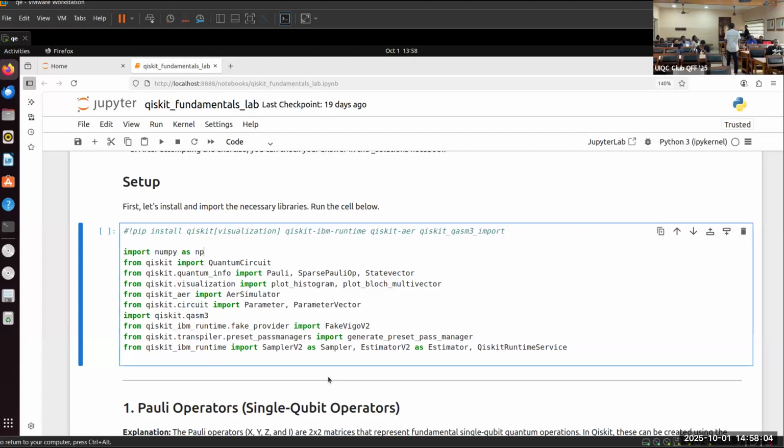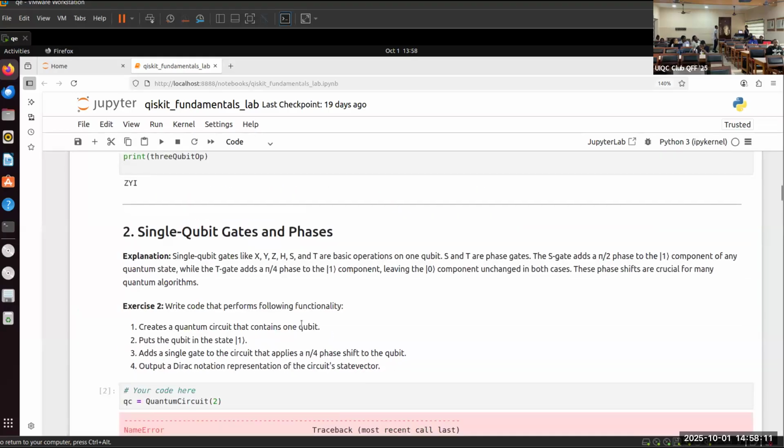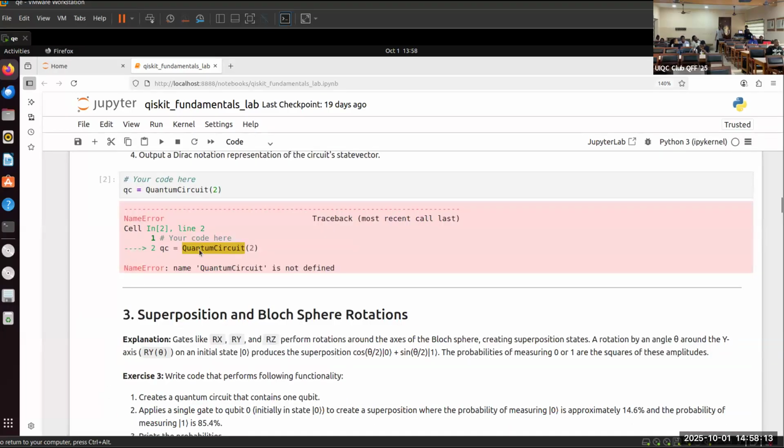Can we import at the point of use in the cell? Yes, this is possible. Now, this is one of the solutions. The error says quantum circuit is not defined. I say, oh, I've not imported it.